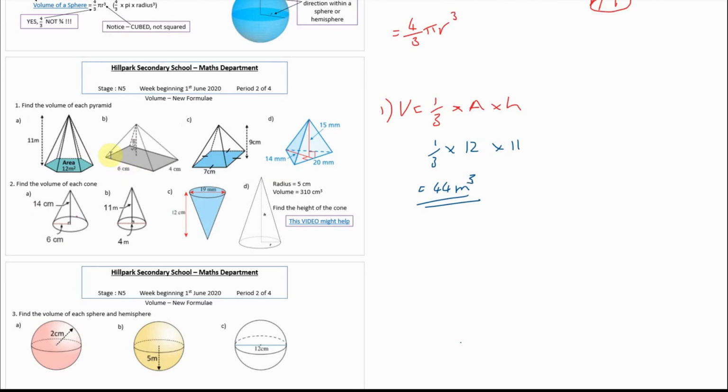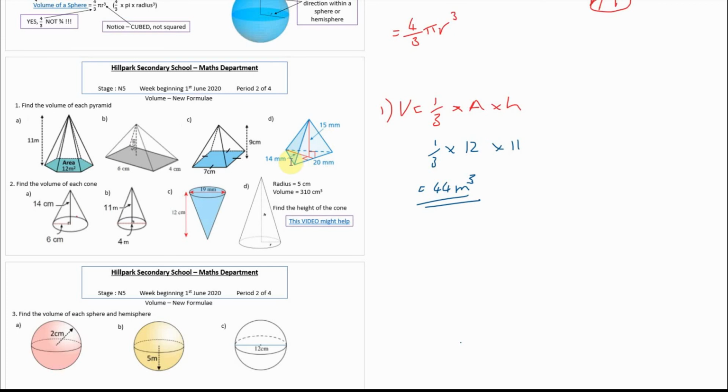For the next one, what's the base? 6 times 4, 24. Divide it by 3, it's going to be 8. Times it by the height, which is 5, it's going to be 40 centimeters cubed. Straightforward. This one we talked about before. These little lines mean that they're all the same length. So what's the area of the base here? 7 times 7, 49. Okay, so 1/3 times 49 times 9. Straightforward. This one is the base of a triangle.